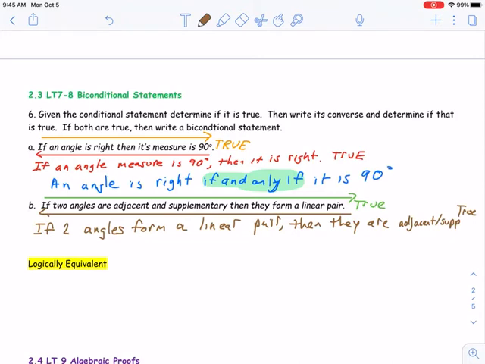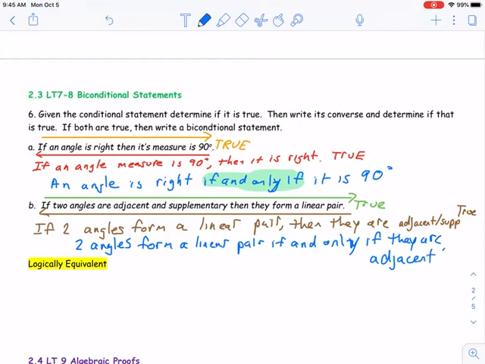So again, since both directions are true, I can write it as the mighty biconditional statement. Two angles form a linear pair if and only if they are adjacent and supplementary. All right, so that's the biconditional. It's true in both directions. So when you're checking the truth of a biconditional, you need to read it in both directions.